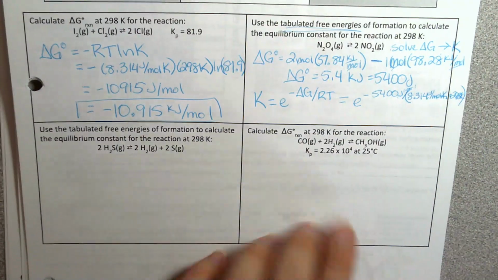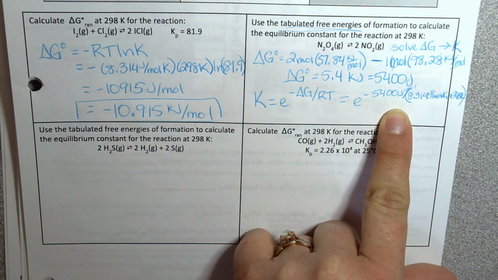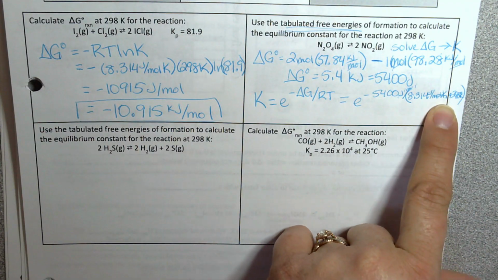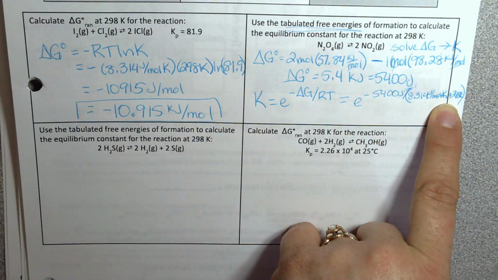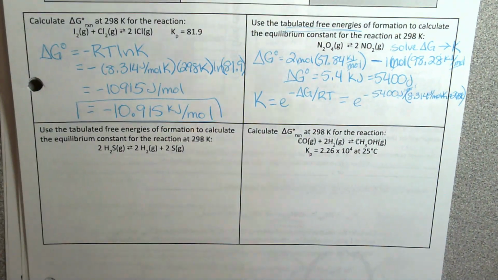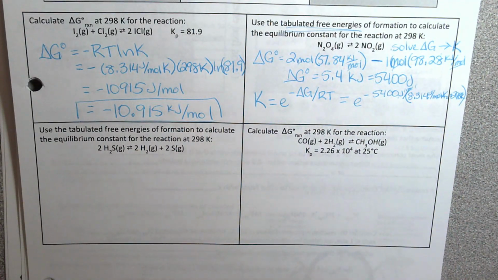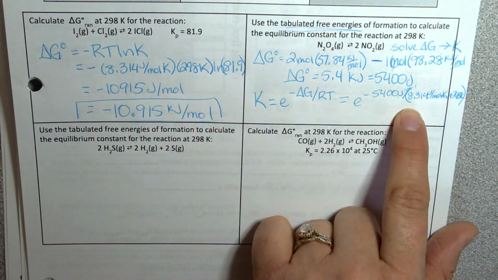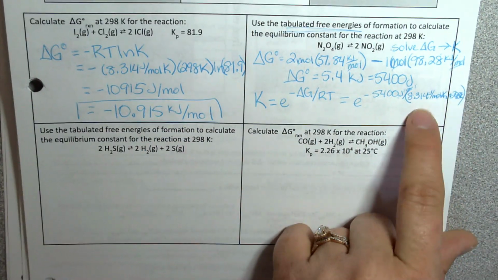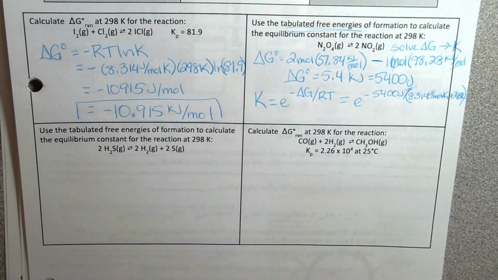So 5,400 divided by our gas constant, 8.314, times our temperature in Kelvin, which is 298. You don't have to use the units here because, remember, K doesn't have a unit, but just to show that it would cancel out, I included them. I also put the R and T in parentheses because if you don't do that R times T first, you will get the incorrect answer. So I put it in brackets in my calculator.